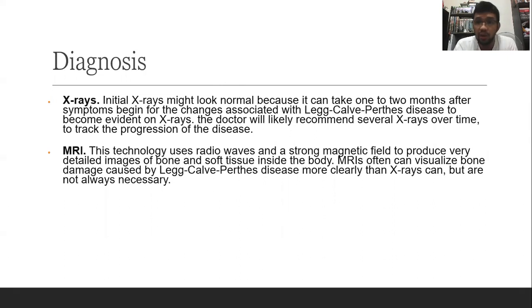Diagnosis: X-rays are going to be used. It might look normal because it can take 1 to 2 months after symptoms begin for the changes associated with Legg-Calve-Perthes disease to become evident on the x-ray. So they will recommend several x-rays over time to track the progression of this disease. So not only a single x-ray will be done on the patient.